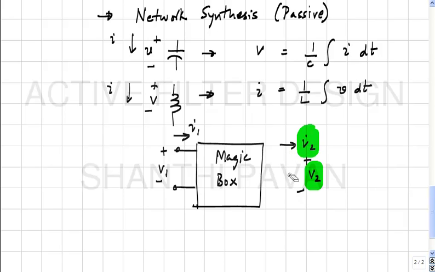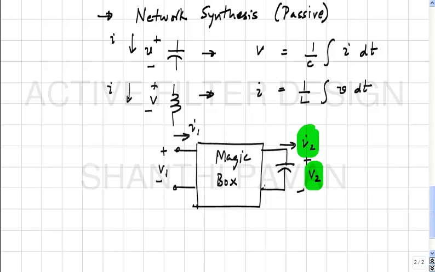By the same token, if I took the same magic box and put a capacitor here, and the magic box, what is it doing? The magic box is taking the voltage at port 2 and making it look like the current at port 1, and taking the current in port 2 and making it look like the voltage in port 1. In other words, it's interchanging the role of voltage and current in the second port.